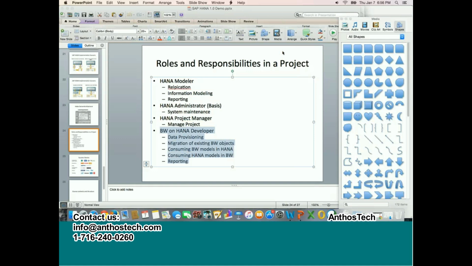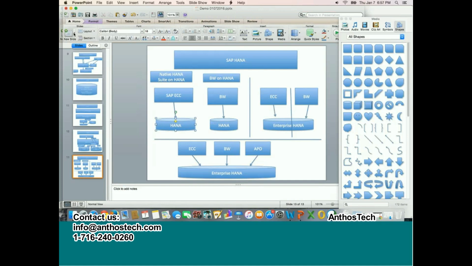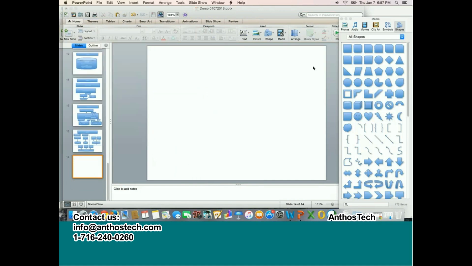Now Kiran is asking me a question here: are S4 HANA and Suite on HANA the same? Very good question. I did not want to confuse you guys, that is why I did not bring that topic up. So what is S4 HANA? S4 HANA is not Suite on HANA. The name sounds like Suite for HANA or Suite on HANA, but it is not.